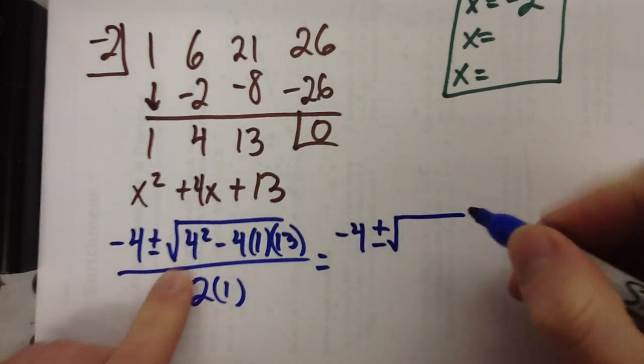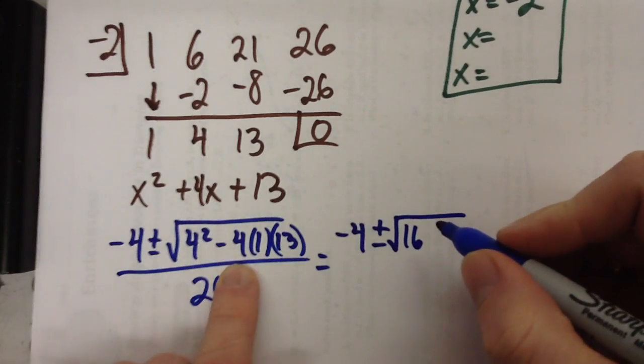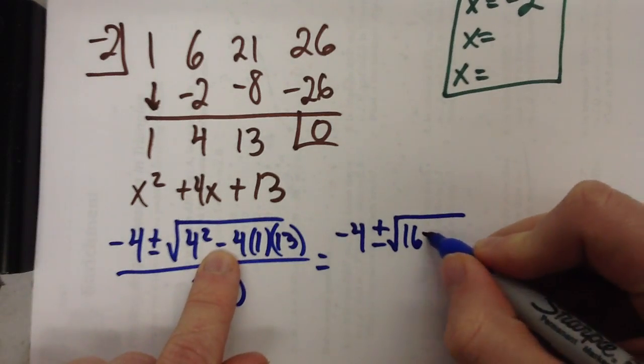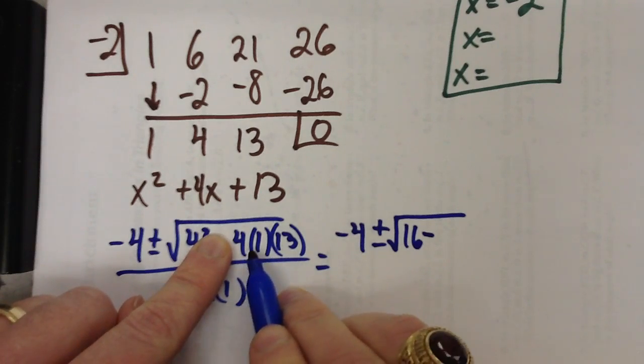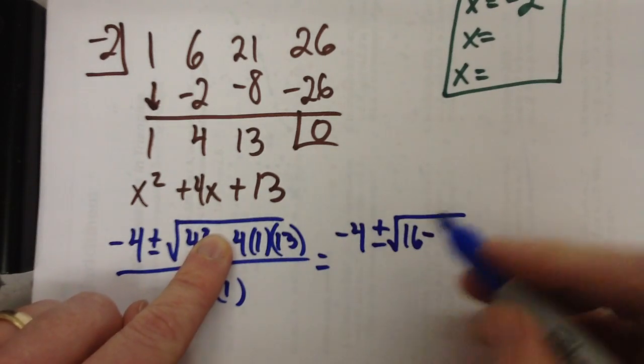-4 plus or minus the square root of 16. Let's just put the minus in here and then just treat these however they come out. So 4 times 1 is 4, times 13 is going to be 52.